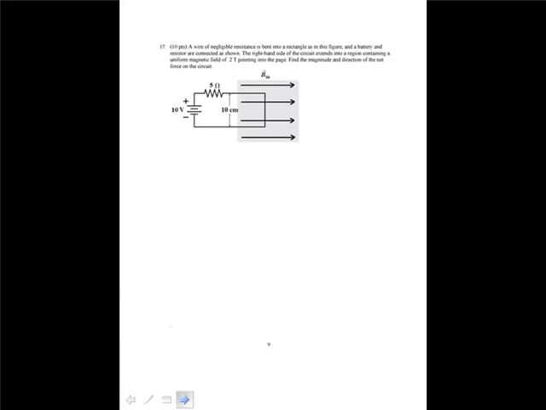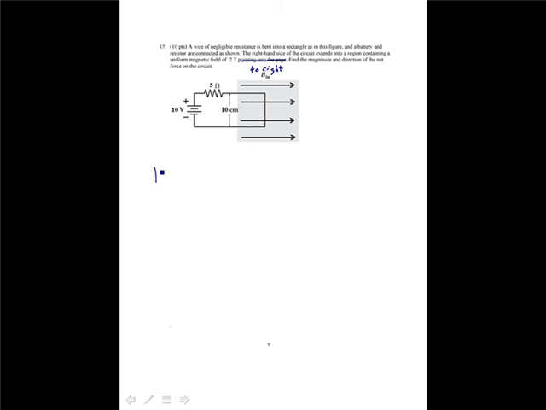Okay, a wire of negligible resistance is bent into a rectangle as shown in this figure, and a battery and a resistor are connected as shown. There's a uniform magnetic field. As I said in class, it's not pointing into the page, it's pointing to the right, as shown in the figure. Find the magnitude and direction of the net force on the circuit.